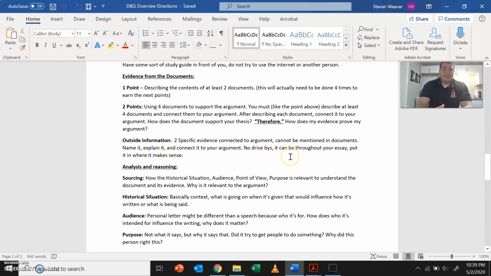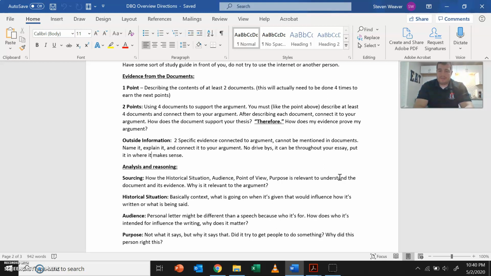No drive-bys, and remember, this can be throughout any of the body paragraphs. Put it in where it makes sense, if it should support whatever your topic sentence is for that paragraph. So make sure it works in with whatever documents you're using. Important thing for this, any contextualization that you use in the introduction cannot be used again or count as outside information later on in your essay. There is no double dipping points on it. So if you use it once, you can't just state it later on as outside information or complex understanding and also get those points. So please keep that in mind.